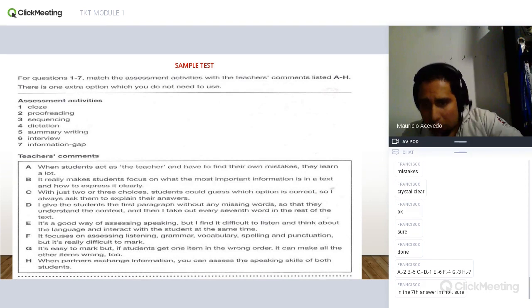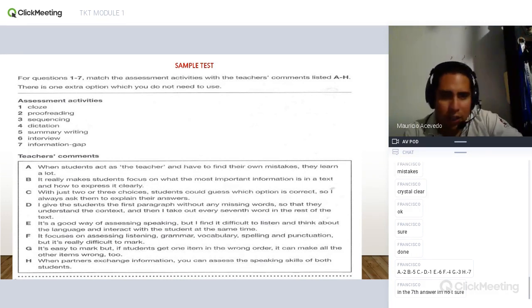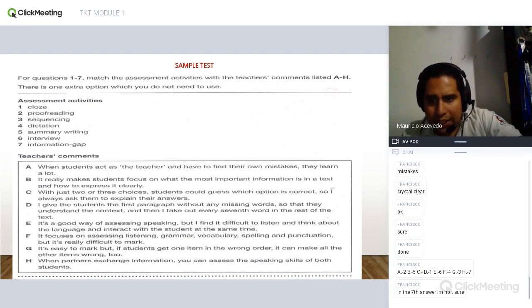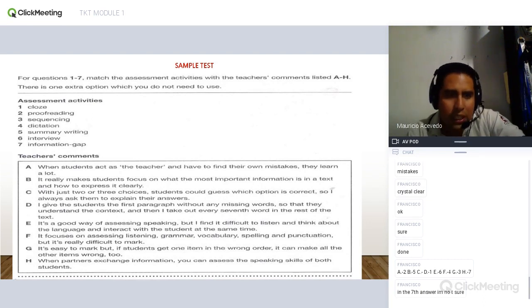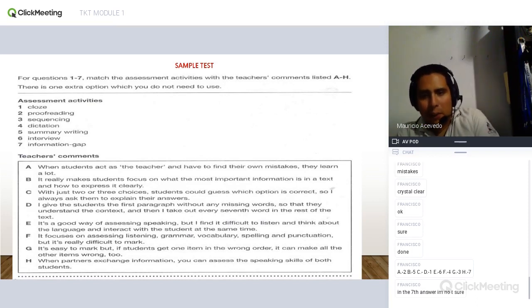Number, and the number, oh, that's the extra one. Okay, good. Number one for you, so C is the extra one. We didn't need it. Letter D is number one. I give the students the first paragraph without any missing words so that they understand the context and then they take seven words in the list of the text. So for you, letter D, it's number one. Close. I'm not sure because it says I give the students the first paragraph without any missing word so that they understand the context and then I take seven words. I guess correct. Yeah, I agree with you too.